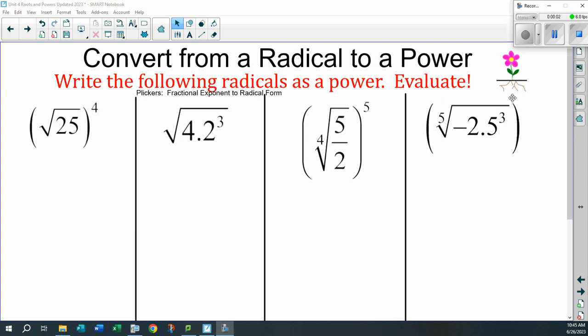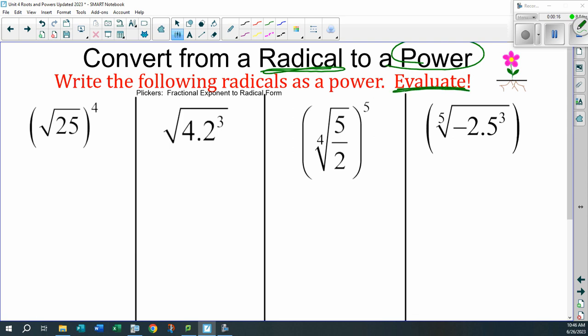Sometimes you're going to be asked to go in reverse. What do I mean by that? You're going to go from a radical back into a power. Now, I don't really necessarily like that too much, but sometimes it's easy to put that into your calculator because in this particular question, yeah, you have to evaluate.